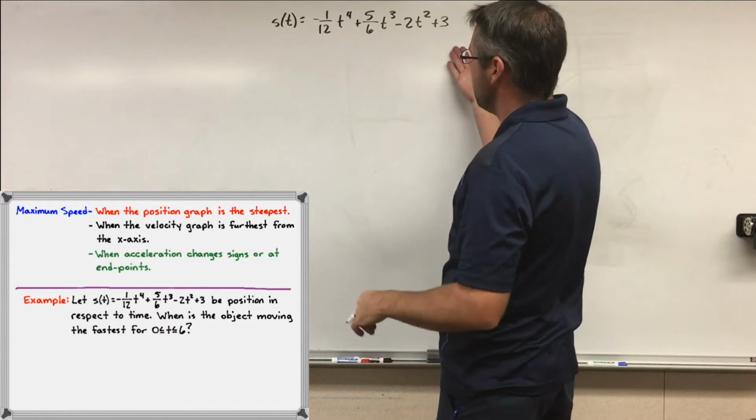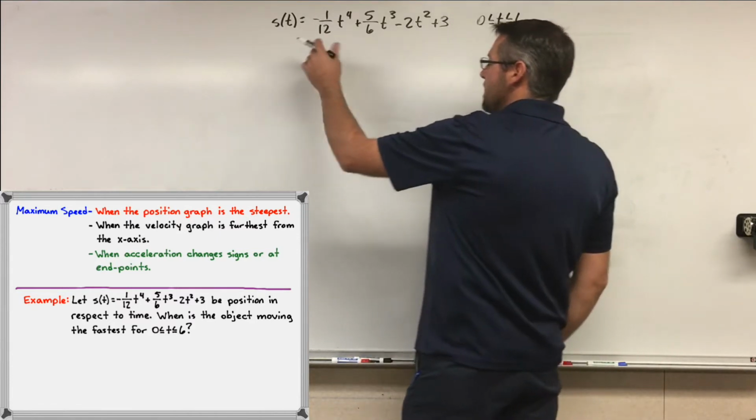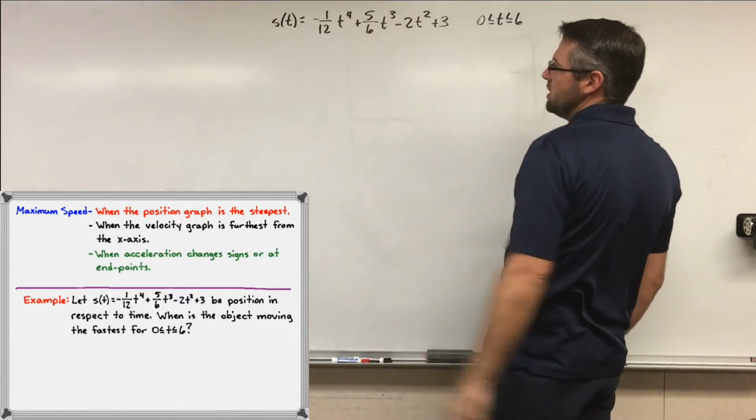Now I can't see it here. I only see the position. I don't know how fast anything's moving. And I don't want to graph that. I'm trying to do this analytically.